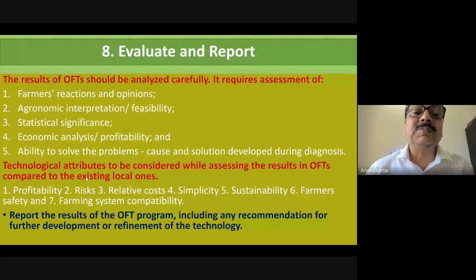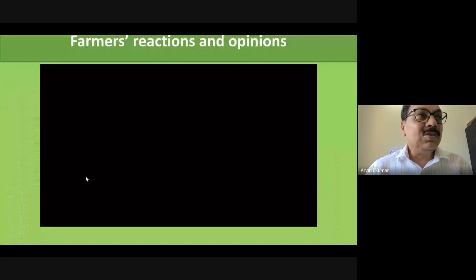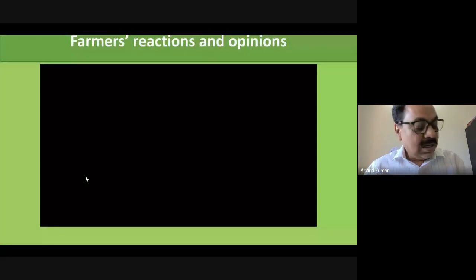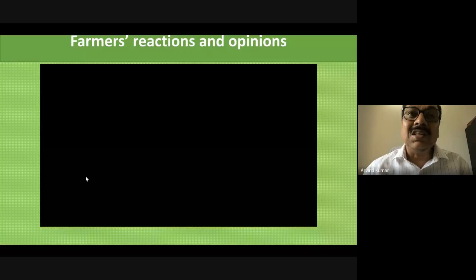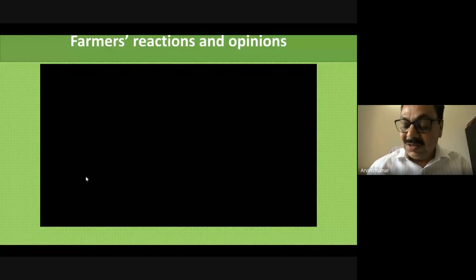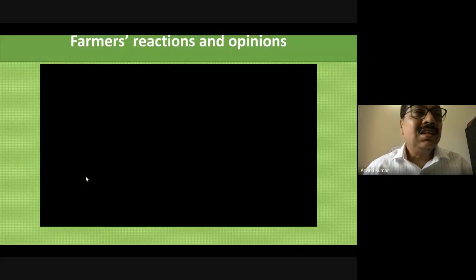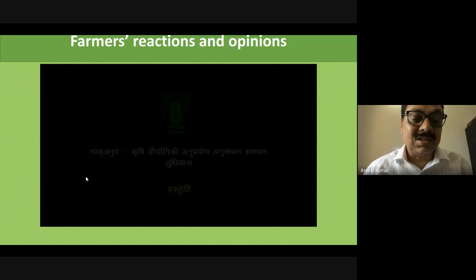So this is the happy seeder technology, which was tested in Punjab through Atari. All the KVKs tested it for 2-3 years, and after that only they conducted the demonstration. When they find that it is a successful technology, then you can see the opinions and reactions of farmers regarding this.